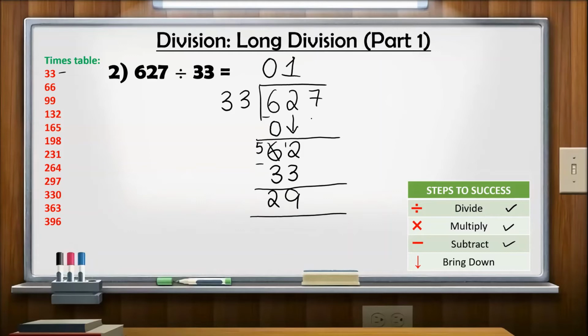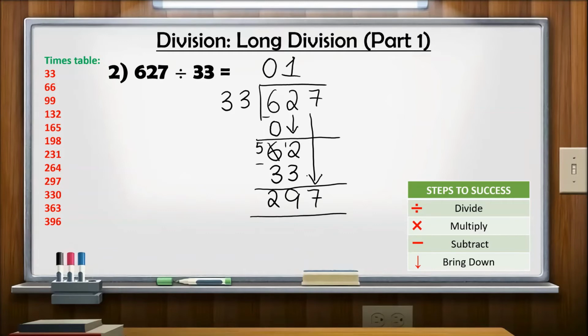Now, just before I move on, what this tells me so far is 62 divided by 33 is 1 with a remainder of 29. And like previously, we are trying to get the remainder down to 0. And that then is our final answer. So when I bring down the 7, I now have 297. So again, I have completed my steps to success, and I will repeat it again for the number 297. So I want to know how many 33s are there in 297.